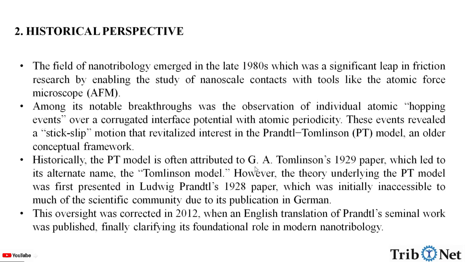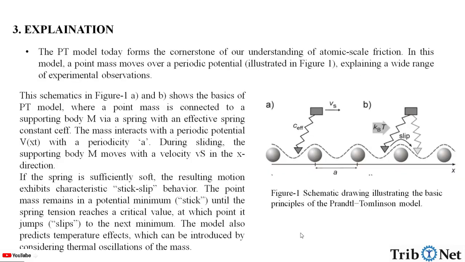Historically, the Prandtl Tomlinson model is often attributed to G.A. Tomlinson's 1929 paper, which led to an alternate name, the Tomlinson model. However, the theory underlying this PT model was first presented in Ludwig Prandtl's 1928 paper, which was initially inaccessible to much of the scientific community due to its publication in German. This oversight was corrected in 2012, when an English translation of Prandtl's seminal work was published, finally clarifying its foundational role in modern nanotribology.